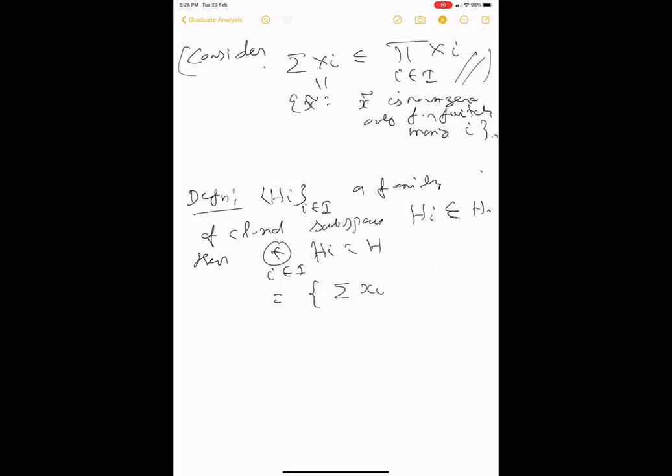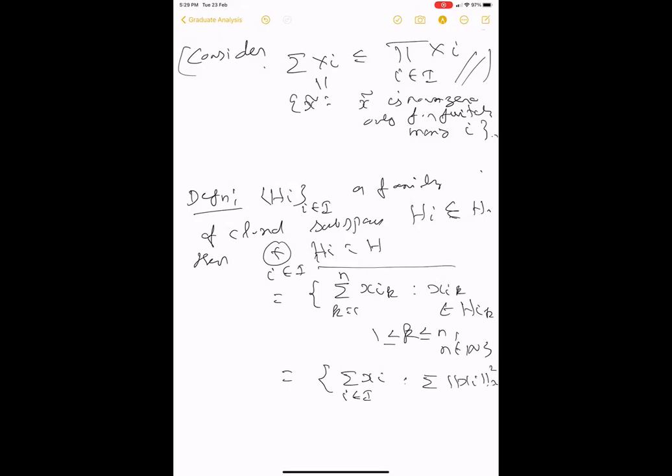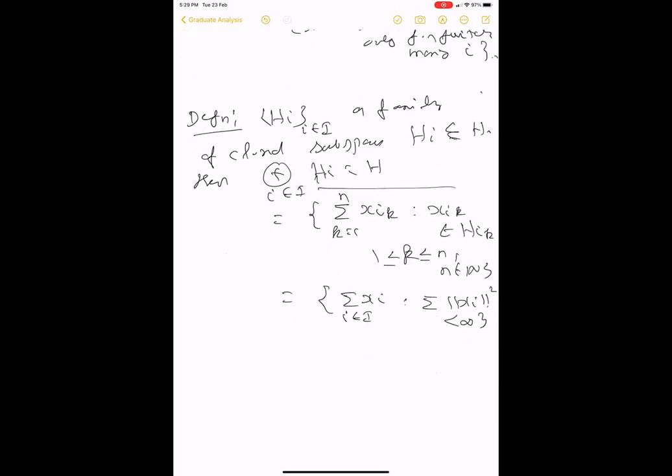Summation of x_{i_k}, k equal to 1 to n, where x_{i_k} is in H_{i_k}. You take a finite sum like this and take the closure. And by the assignment, this is precisely equal to the set of summations xi, i in I, with the summation of the norm of xi squared finite, the Hilbert space norm. This is the Hilbert space norm, and that's why I put a 2. We do the assignment, then it is clear that this is the same as this. Well, there is some work you have to do in the assignment: show that it's isometric, then this is the same as this. This is clear?